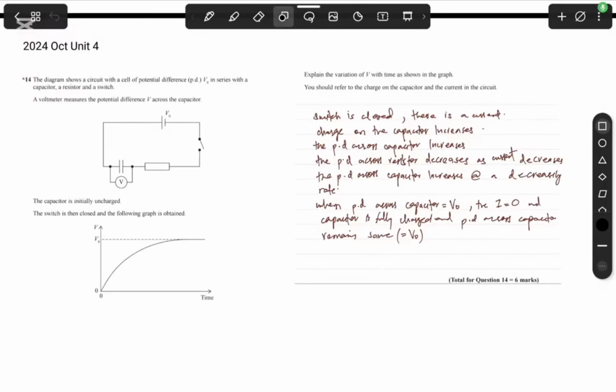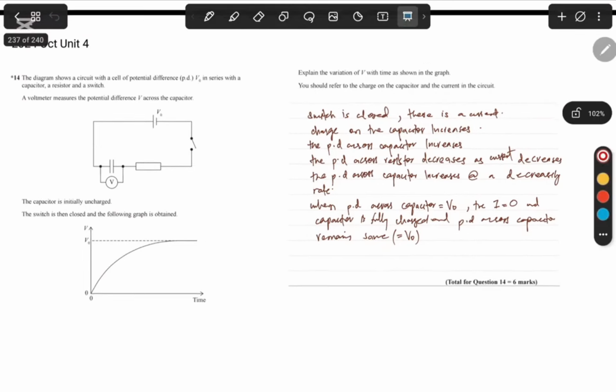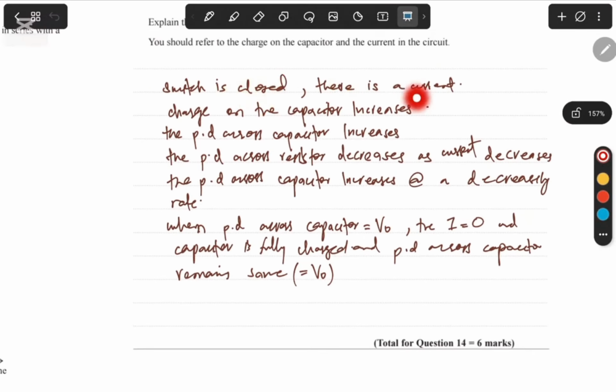So your answer is going to look something like this. When the switch is closed, there is a current in the circuit, and the charge on the capacitor increases because of this. Then the PD across the capacitor increases, and the PD across the resistor is going to decrease, as the current is also going to decrease in the circuit from a maximum to zero. And then the PD across the capacitor increases at a decreasing rate. I'm going to talk more about this in a bit.